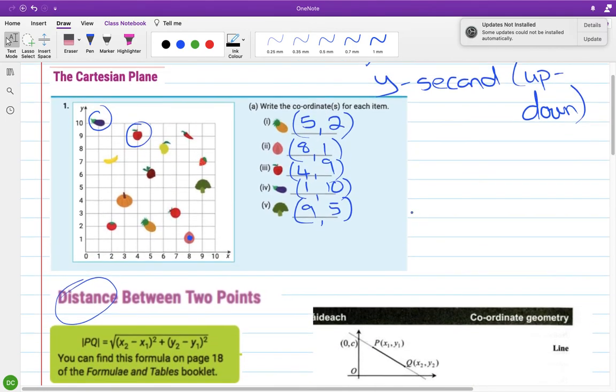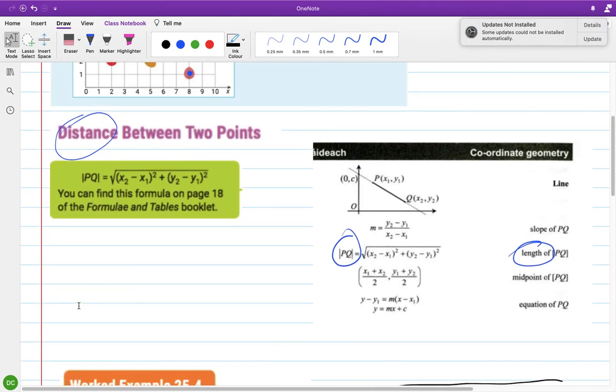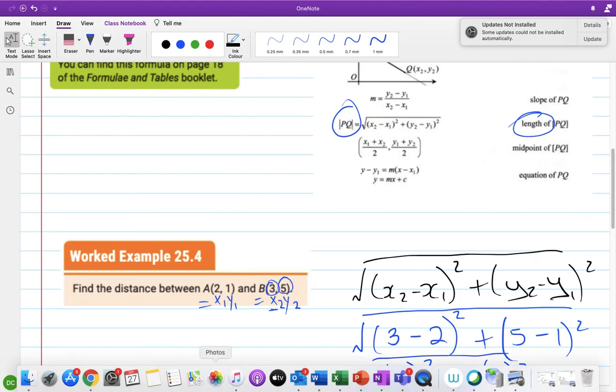Okay, so it's just those two concepts. So the first thing was the coordinates. You've definitely seen x and y axis before, okay, and the proper name for that is a Cartesian plane. And it's just to remember to always do the x first and then the y second. And then the distance formula, which will give you the distance between 2 points or the length of a line. Same thing. And this is how you use it.